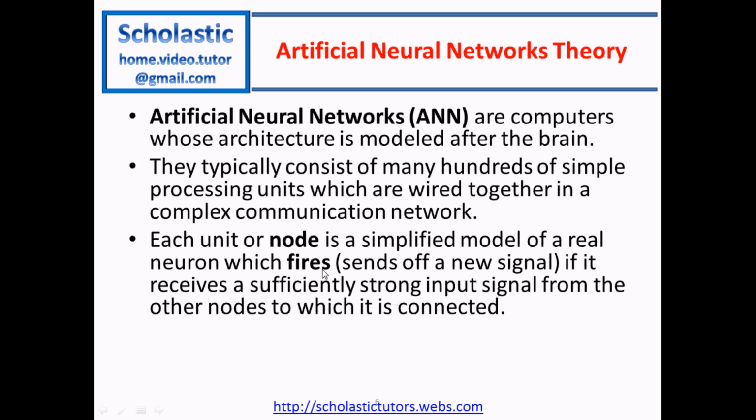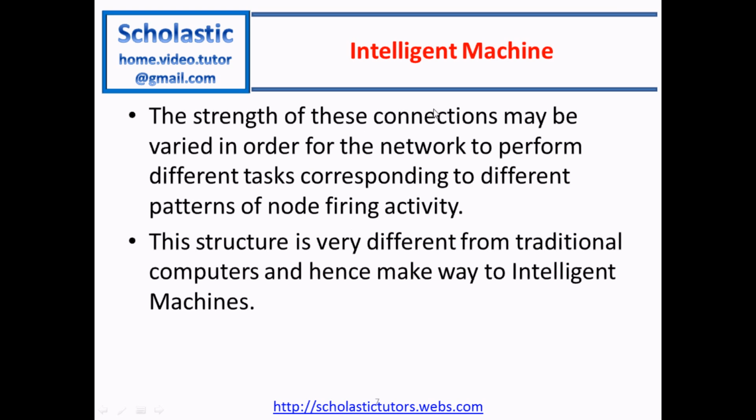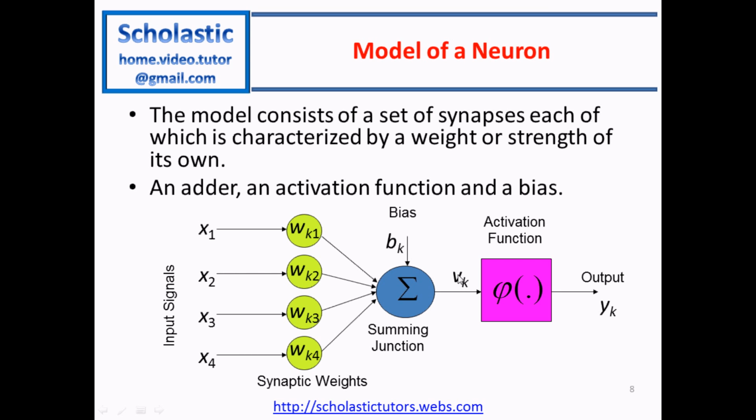Basically, to understand this, there is a thing called a node. It has some inputs, and the node will fire depending on the strength of the inputs. The strength of these connections may be varied in order for the network to perform different tasks corresponding to different patterns of node firing activity. This structure is very different from traditional computers and hence paves the way to intelligent machines. Anyway, this is a simple model that we have discussed just now. It has inputs and some weights called synaptic weights, a summing junction, a bias, an activation function and an output. So the model consists of a set of synapses, an adder, and an activation function.